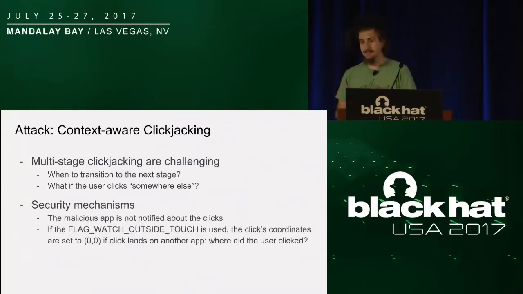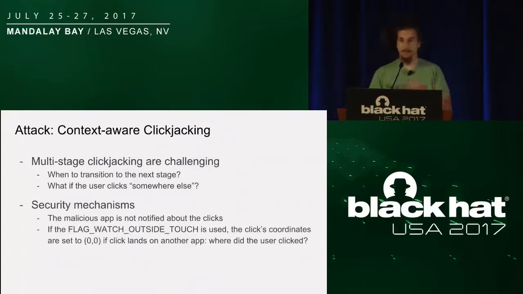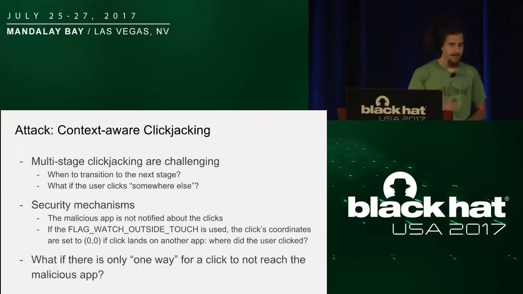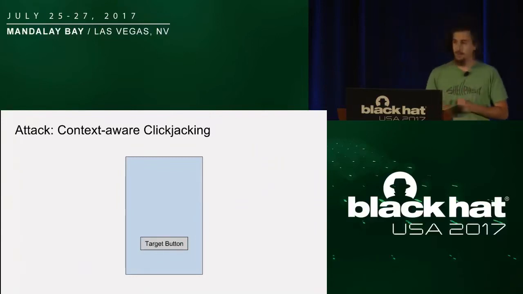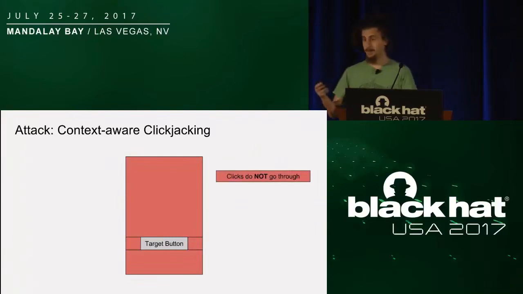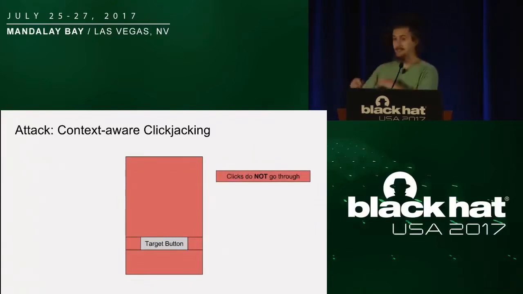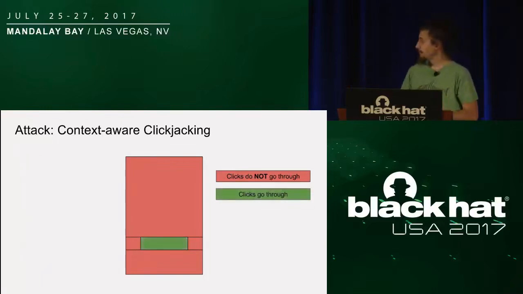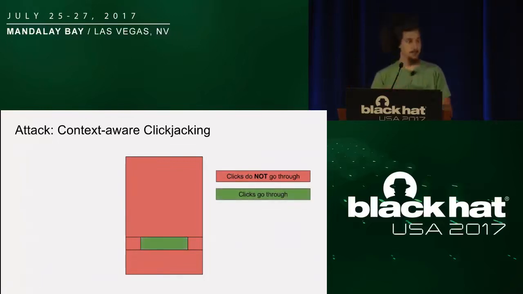And again, there are a number of security mechanisms to prevent an application from understanding where the user clicked if the click doesn't reach the malware, right? And so the key point here is, what if there is only one way for a click to not reach the malicious application? Think about this. We want the user to click this button. What we could do is cover everything but the button with some overlays for which the clicks do not go through. Okay? And the remaining part, you actually cover it with an overlay for which clicks actually go through.